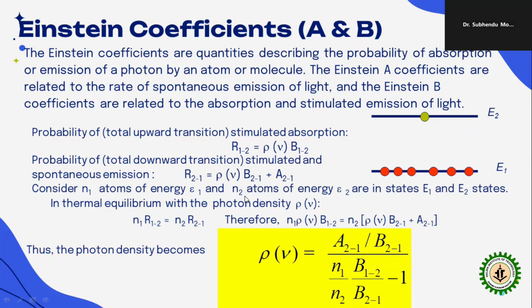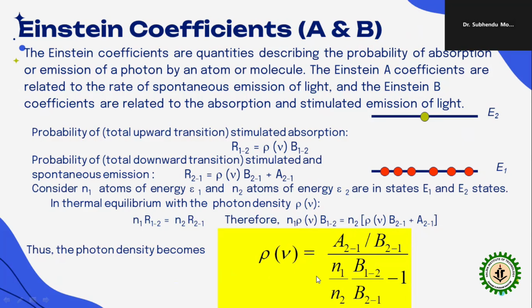Now, if the medium is in thermal equilibrium, and consider there are N1 atoms in the E1 energy state and N2 atoms in the E2 energy state, then in thermal equilibrium, N1 R12 is equal to N2 R21. Therefore, by simplifying the equation, N1 rho nu into B12 is equal to N2 into rho nu into B21 plus A21, and from there we get the photon density.